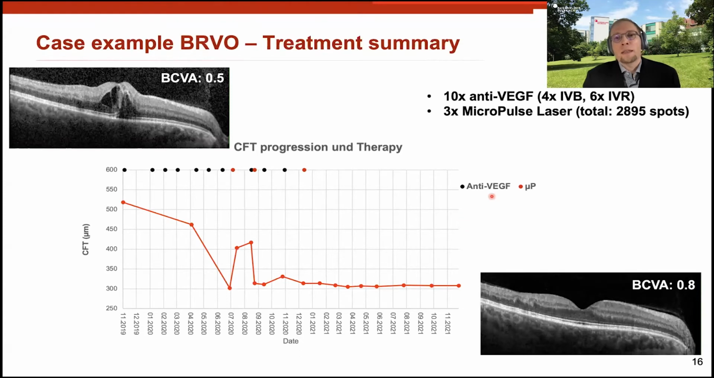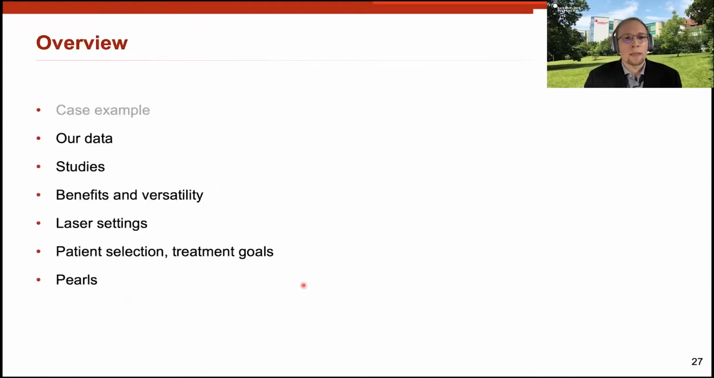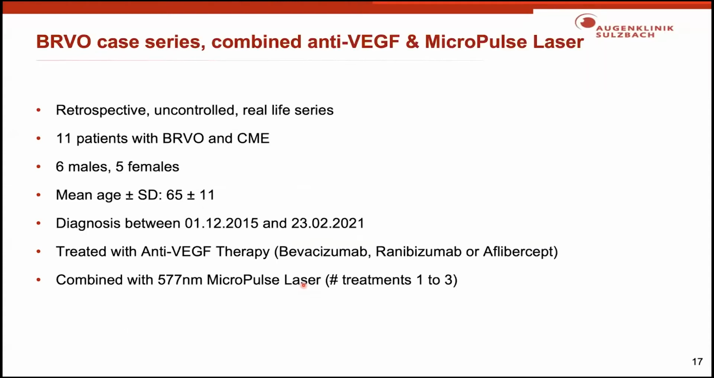He ended up basically getting a total of 10 anti-VEGF injections and a total of 3 micropulse laser treatments, which amounted to nearly 3,000 spots. And he essentially, like I said, after that last micropulse laser had remained entirely dry. So this patient really inspired us, and we've since then treated more patients.